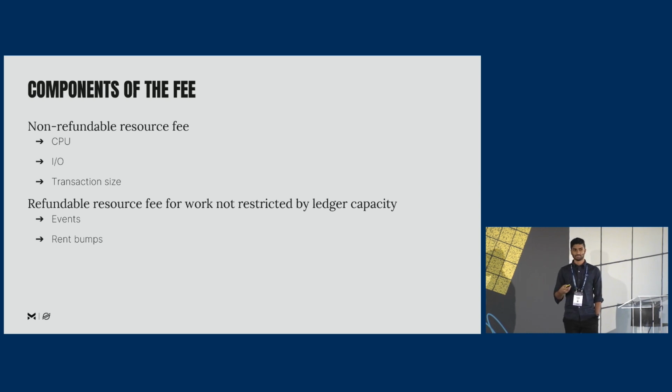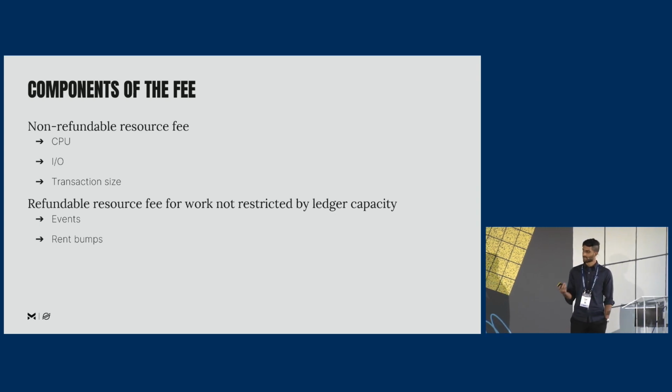This means that you'll end up being charged for exactly what you use. So for example, say I set the refundable resource fee to 10,000 stroops, and after my contract runs, I only needed 8,000. 2,000 stroops will be given back to me at the end of the transaction.